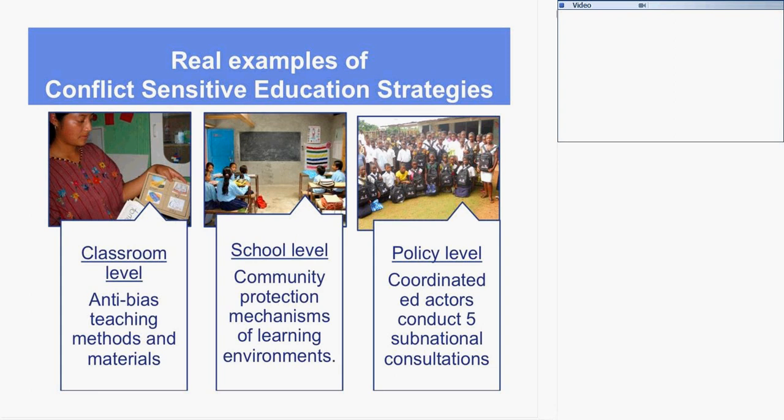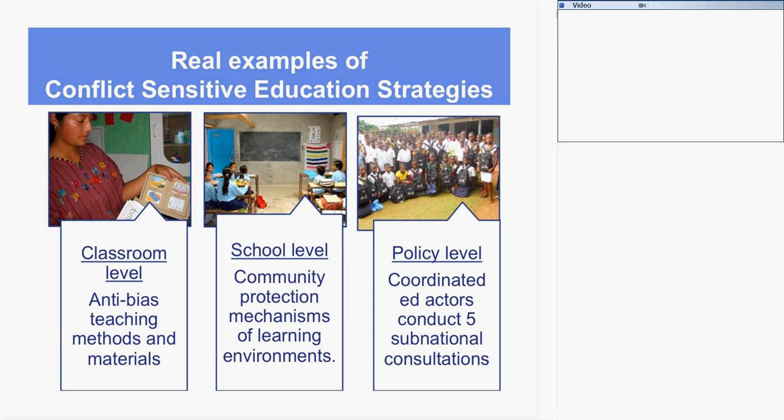And at the school level, in Bali, Nepal, the local armed groups were using schools as recruiting grounds. The program brought together a variety of community members and the local armed groups in order to discuss a way to protect the school community from occupation and recruitment. It resulted in a school code of conduct that was an agreement between all the community members and the armed groups not to use schools for conflict purposes.